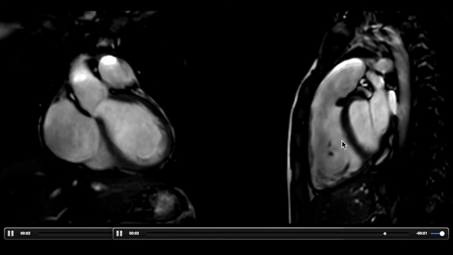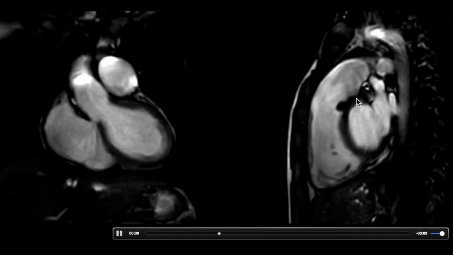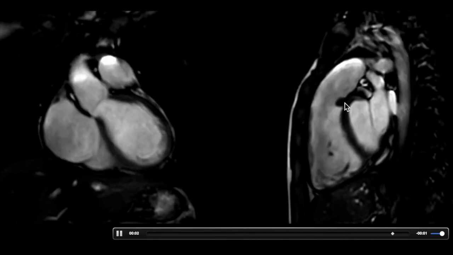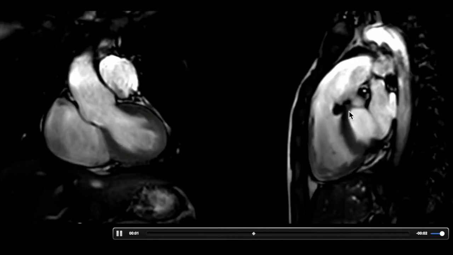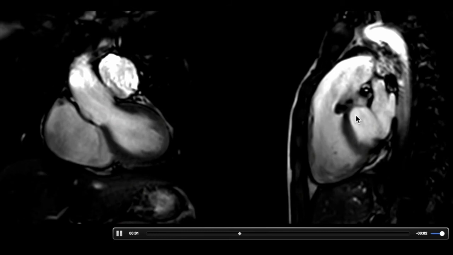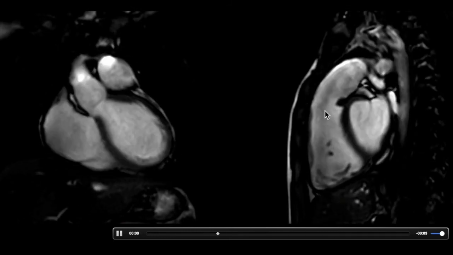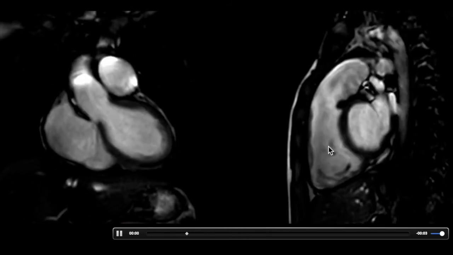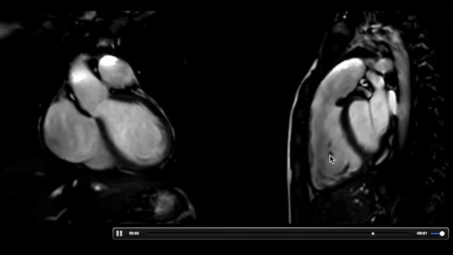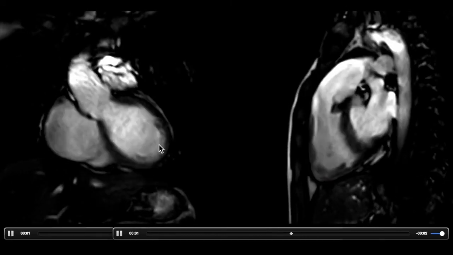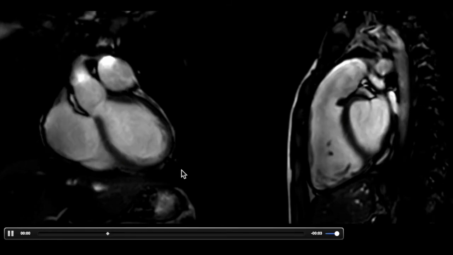So this is the RVOT view. This is the RV, RVOT, and the MPA. As we can see, this is the infundibular transannular patch. There is no pulmonary valve placed. So during the diastole, you are seeing a black jet coming into the RV. That is the pulmonary regurgitation. On the LVOT view, the VSD patch appears intact.